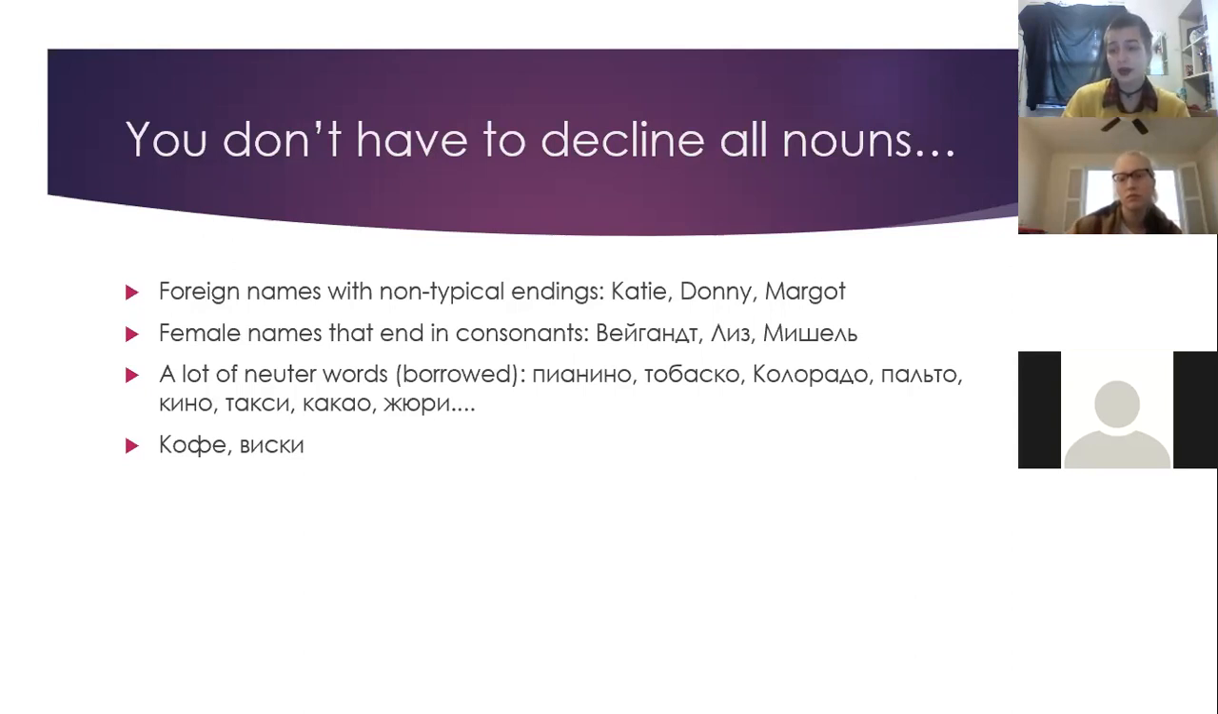A lot of neuter words that we borrow don't have cases. You don't decline pianino, piano, Tabasco, Colorado, palto, your overcoat, the same word in all cases. Kino, taxi, cacao, jury, the bunch of these, they're gonna look the same in every case. You can't even make a plural out of them. It's just one word. If they are coupled with an adjective, you will have to put the adjective in a good case, but at least you don't have to touch the noun. And coffee and whiskey, they're not neuter, which is why I excluded them. Also look the same in any case.